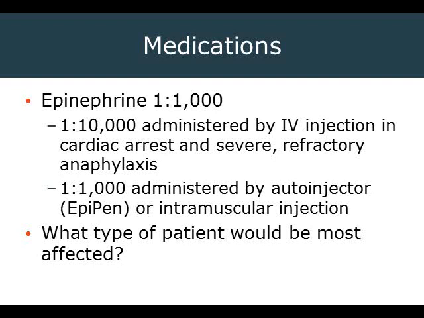You can give it sub-Q or IM, and you usually will get this in either a 1 ml, 1 milligram per milliliter amp. You may get it in a vial that can be anywhere from 1 to 30 milligrams. And you also obviously can get it in the epi auto injectors.